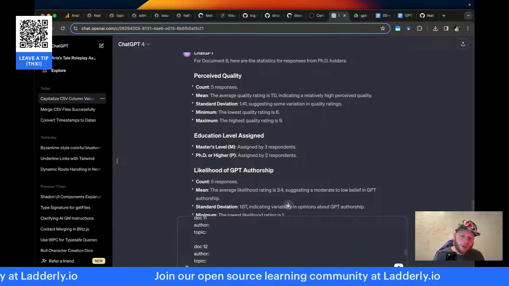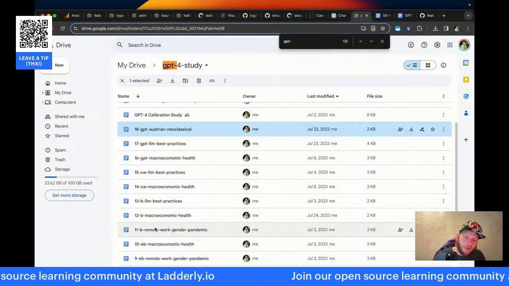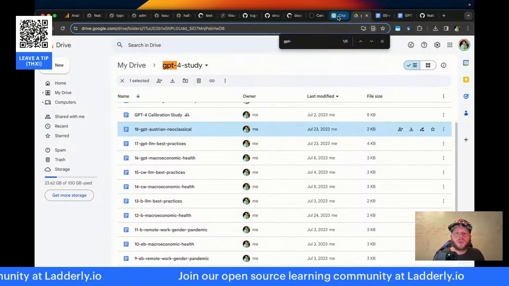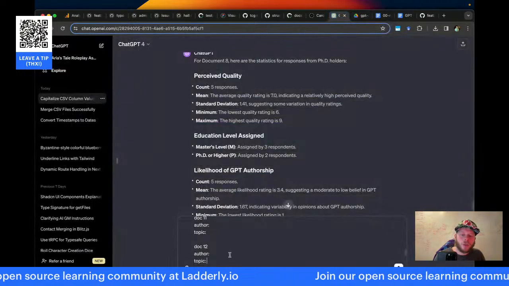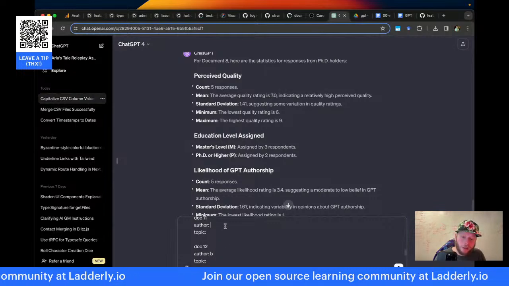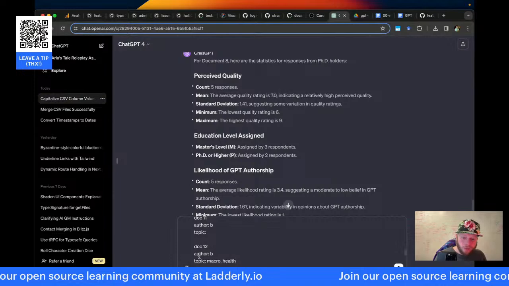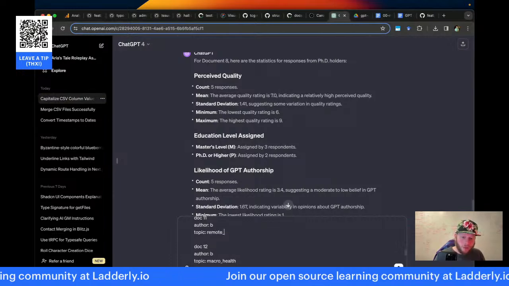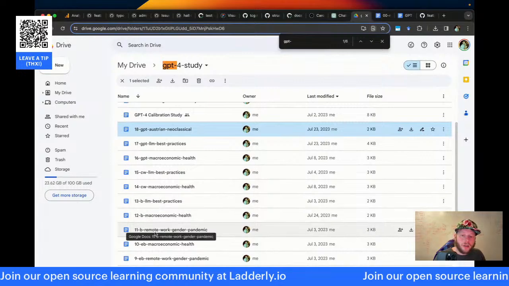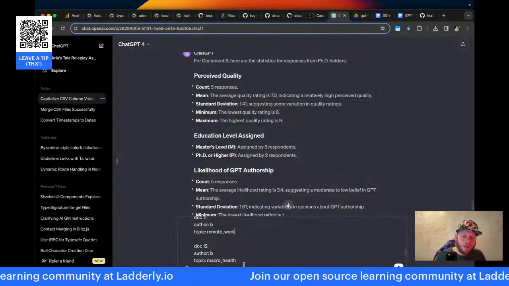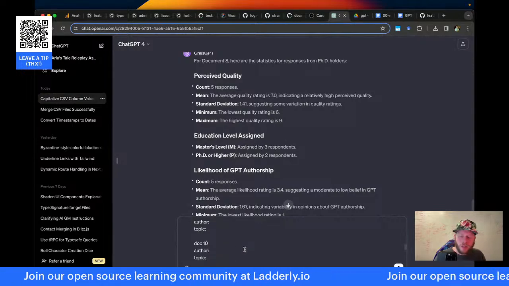Okay, doc 12. So 12 and 11 are both B. Macro health, remote work. Okay. And 13 was B, LLM best practices. Great. Only 10 more of these to go.